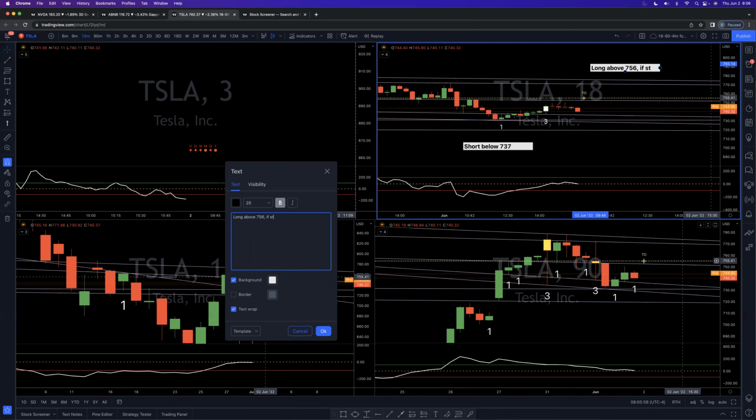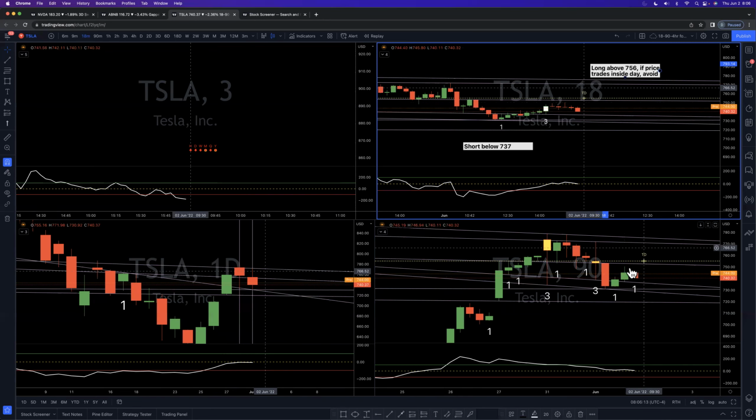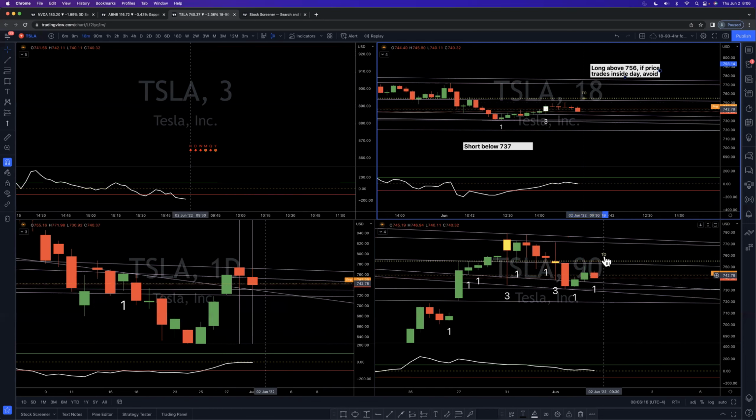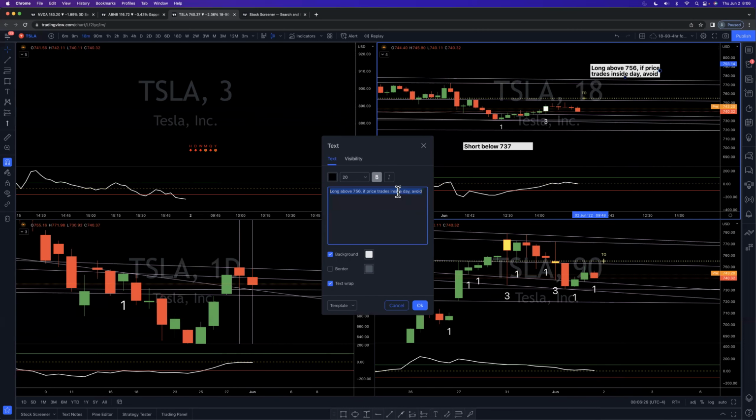If price trades inside day, avoid. We do not want to trade inside today's range. We need this guy to move. So if I get a move here on the shorter time frame, let me rephrase it. If it trades inside the opening range, we'll say that. And my opening range is an 18-minute. Inside 18.